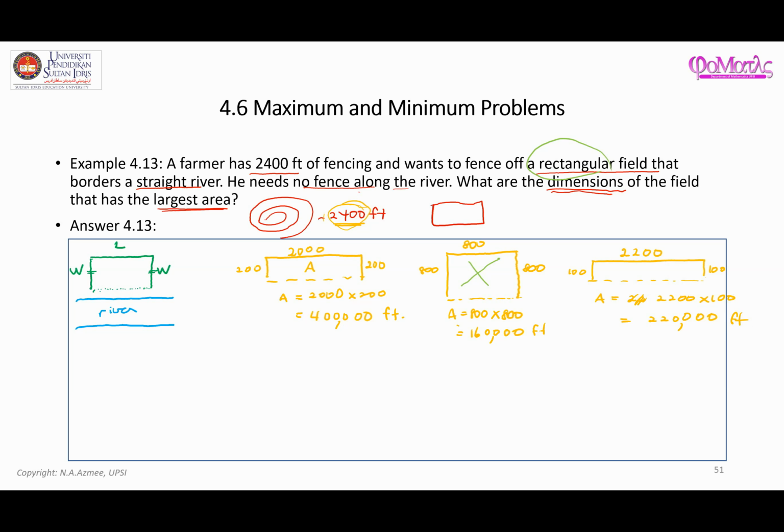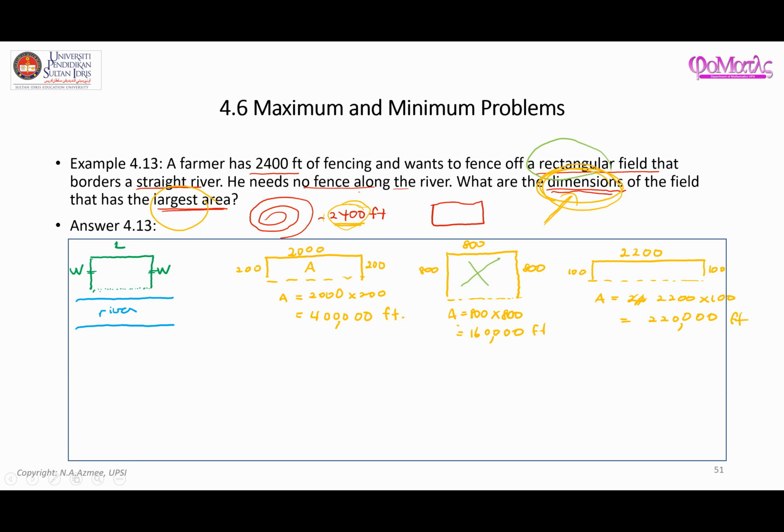So that is just to give you the idea of how different dimensions will give different areas, and our job is to find the dimension such that it gives you the largest area. Now, in order to do it systematically, we need a function that tells you about the area. We need the mathematical function, because we are going to maximize that function.